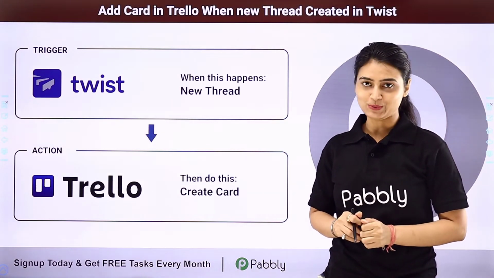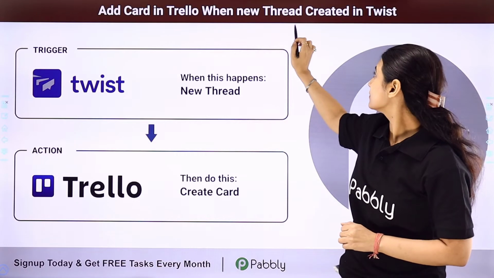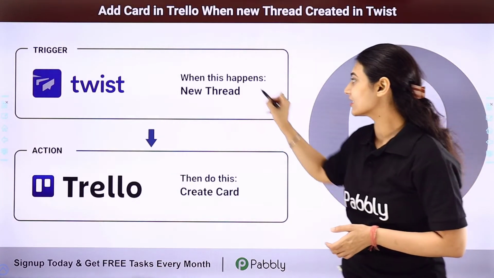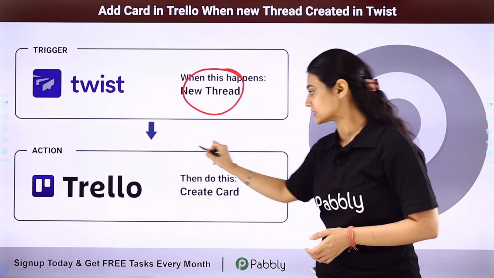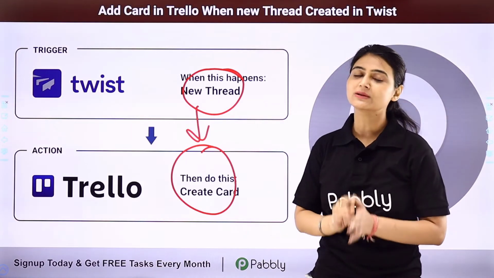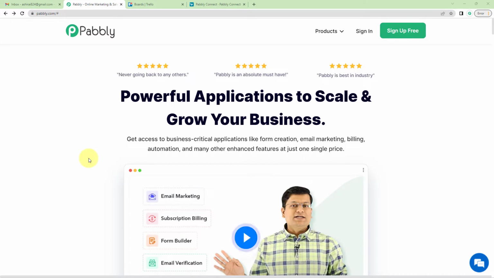In this video, we will learn how you can automatically add a card in Trello when a new thread is created in Twist. So let's say you want every time a new thread is created in Twist, a card should be created in Trello. So we are going to automate this entire process using Pabbly Connect. Come to my screen to see how we do this.